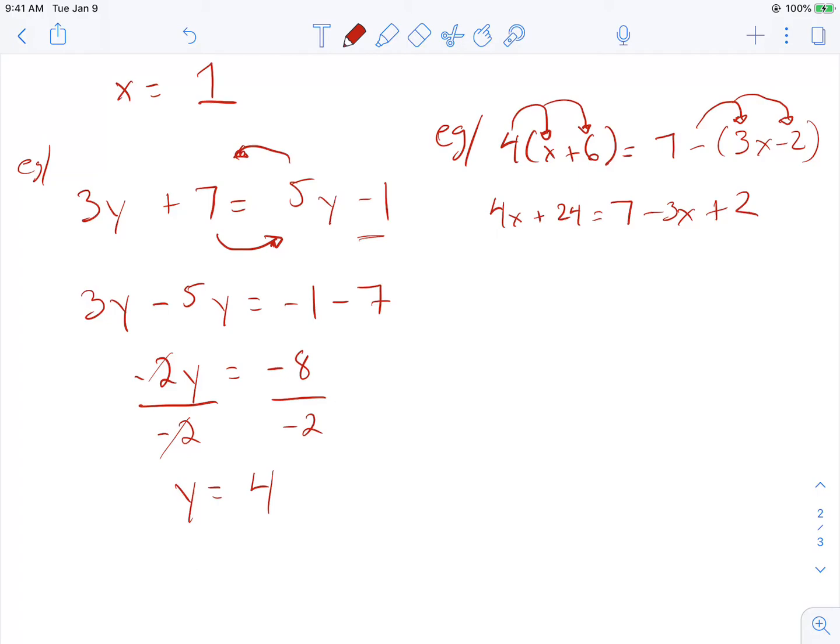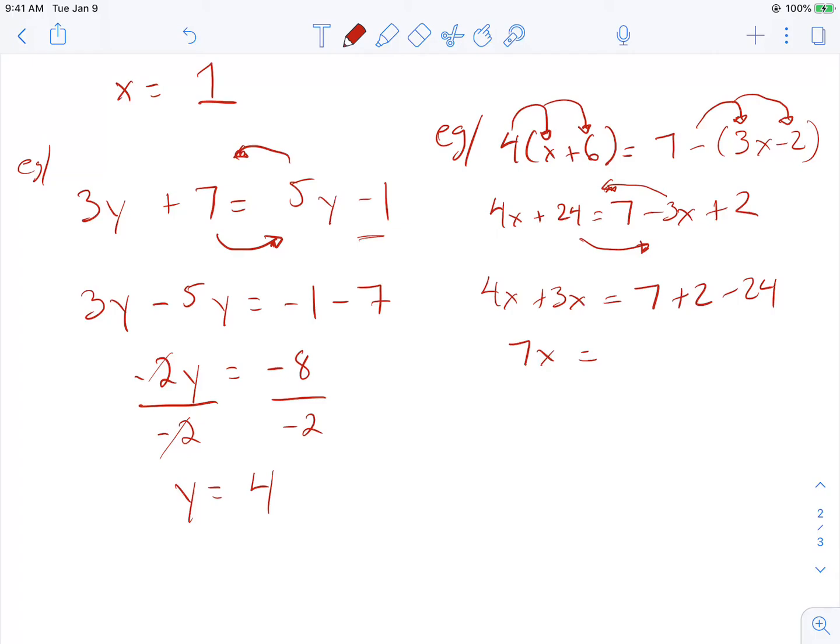So why don't we put all our variables on the left and all our numbers on the right. So it's going to be 4x. That minus 3x is going to become positive 3x, equals, and on this side we're going to have the 7, we still have our plus 2, and now we're going to have minus 24. So on the left side we have 4x plus 3x, that's going to give us 7x. On this side we have 7 plus 2, which is 9, minus 24.